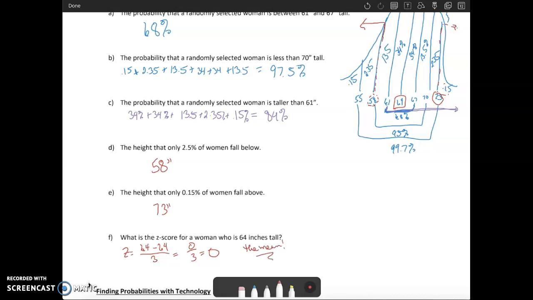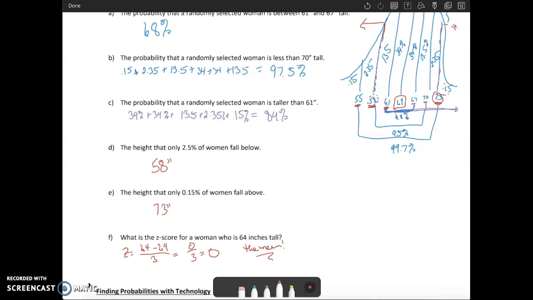right? Because if we were going to standardize this information and use a standard normal graph for it, 64 would be the mean. Standardized, the mean is always 0. And then any other value would turn into, 67 would turn into a 1, 70 would turn into a 2, 73 would turn into a 3, because these would be telling us we are 1, 2, and 3 standard deviations above the mean. And 61 would turn into a -1, 58 would turn into a -2, and 55 would turn into a -3, since these are 1, 2, and 3 standard deviations below the mean.